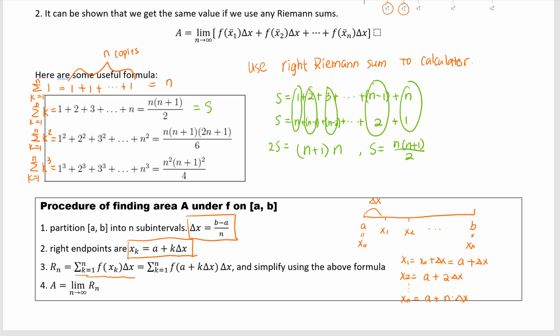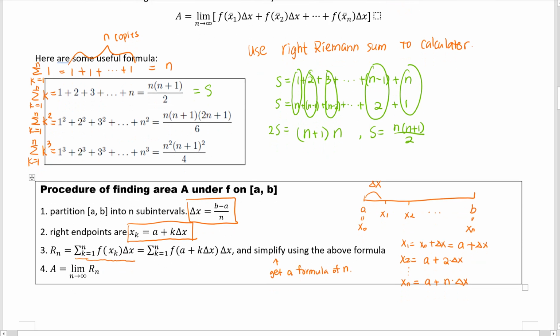Then you're going to simplify, using the above formula. The above formulas are these. Okay, they'll be useful. We'll work on an example later. You can see how we use it. Okay, so eventually you will get a formula of n. Then last step, let n go to infinity, then you can get either infinity or a number. Okay? All right.